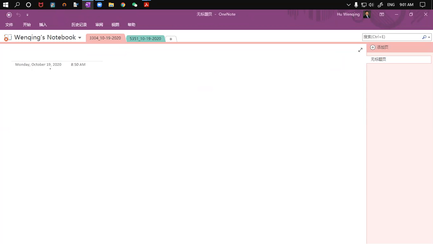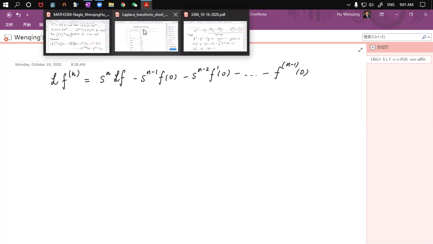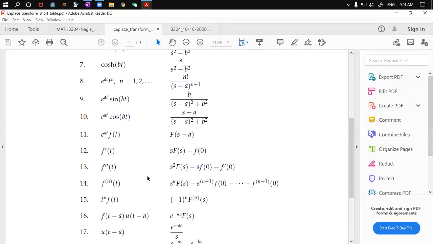A very important formula that we obtained from the last lecture says that the Laplace transform of the nth derivative of a function is equal to s to the power of n times the Laplace transform of the function, minus s to the power of n minus 1 times f of 0, minus s to the power of n minus 2 times f prime of 0, minus dot dot dot, minus f to the power of n minus 1 of 0. This is a very important formula that helps us work out differential equations using Laplace transforms.